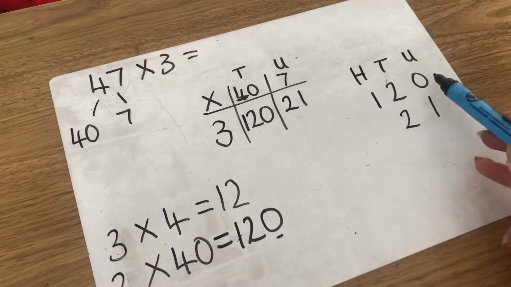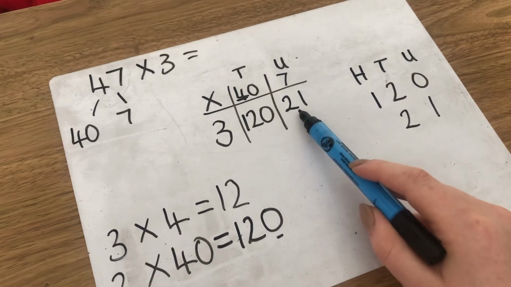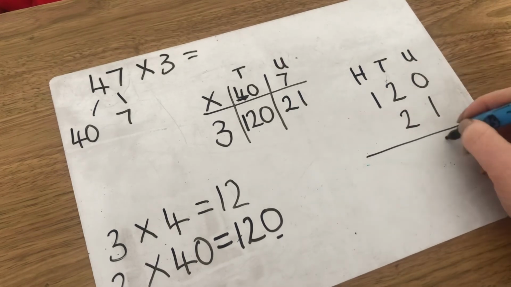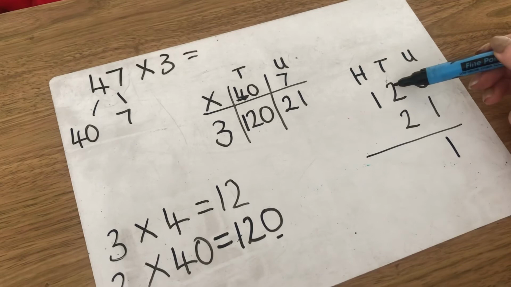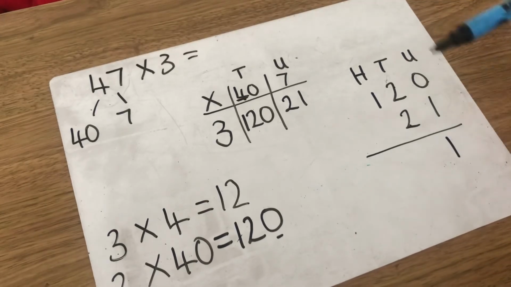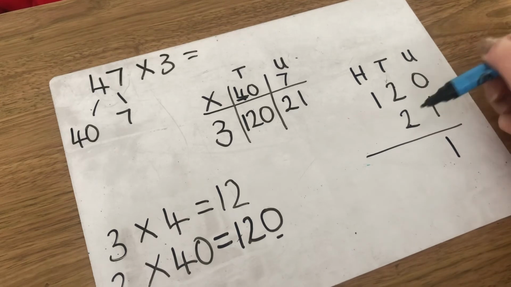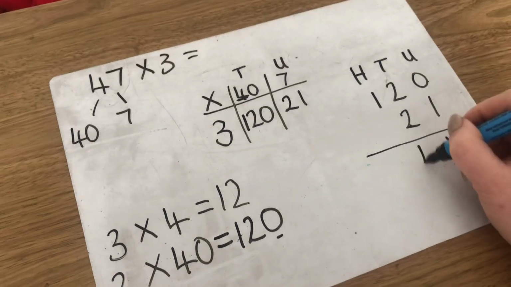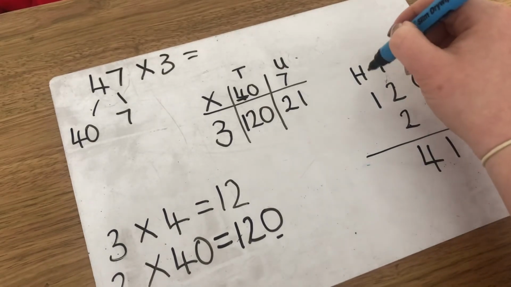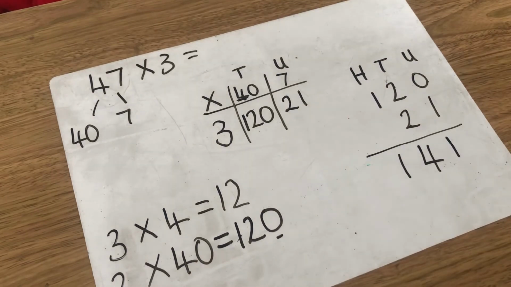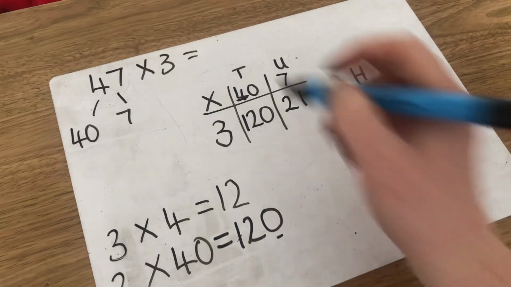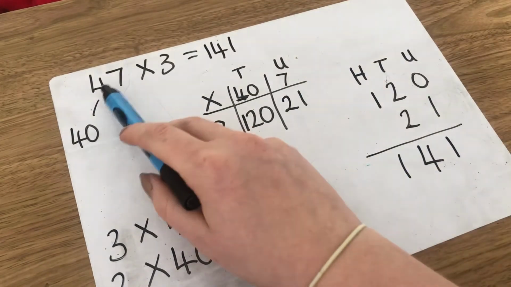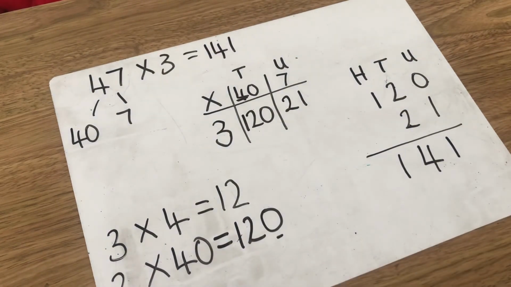So I've got my 120, hundreds, tens, units, and I've also got my 21. In my units, I've got 0, add 1. Don't forget, when we're counting again, we haven't just got 2, add 2. These are 2 tens. So we've got 20, add 20 is 40. I've got 2 tens, add another 2 tens, so I've got 4 tens. So I've got 40, and then I've got 100. So I've got 141, and I'm not going to forget to put that next to my equal sign. So 47 times 3 is 141.